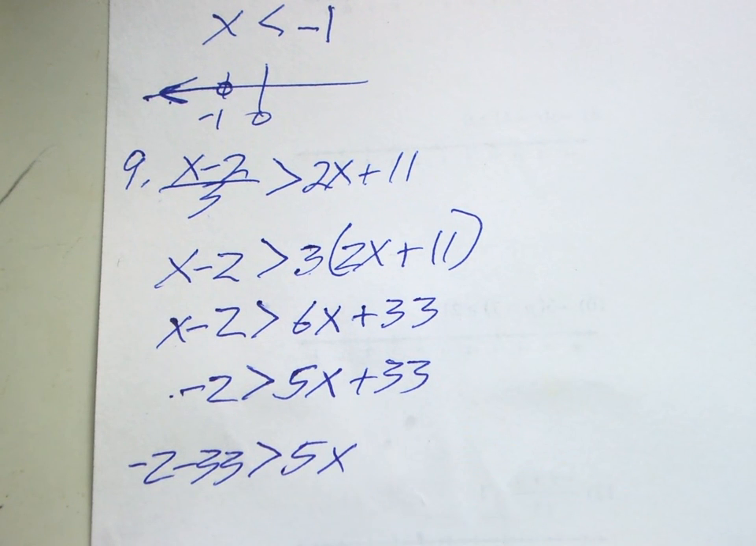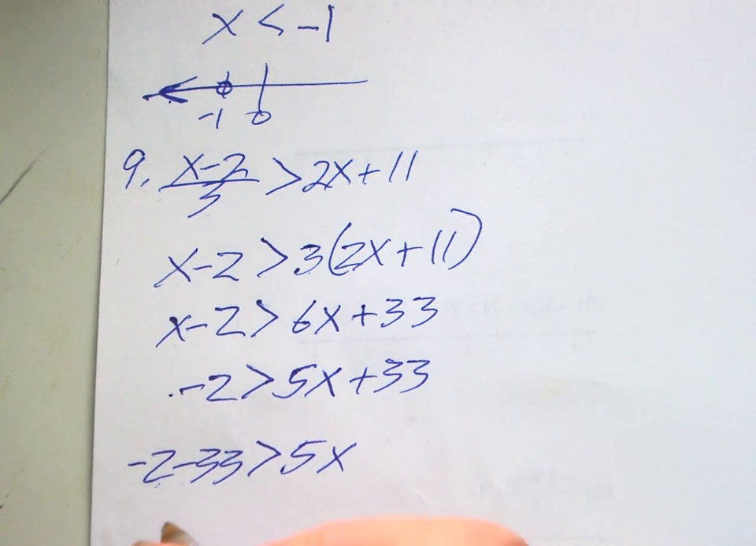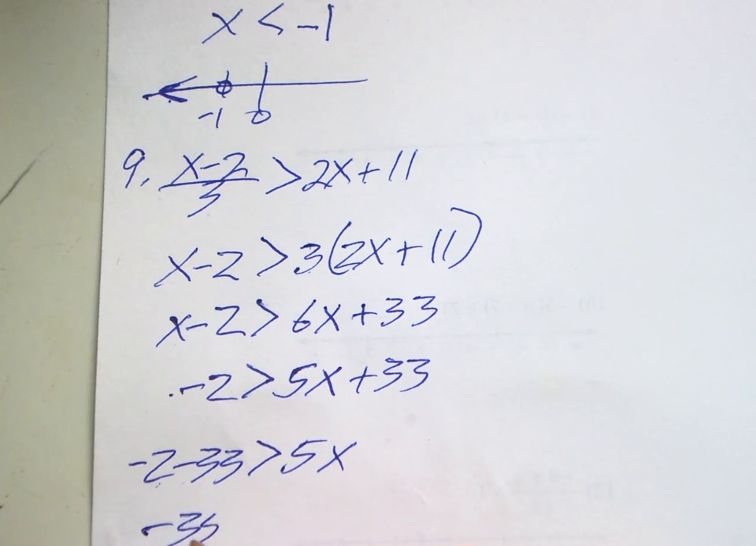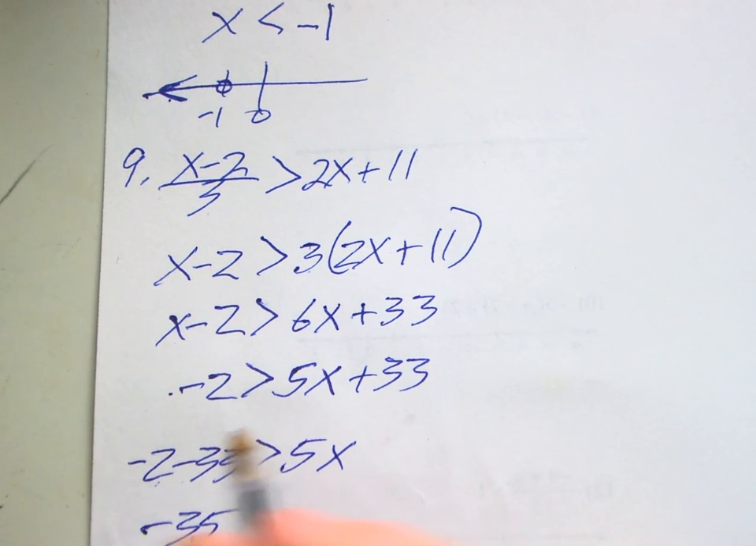Boy, this is not coming out good. I got to make sure I didn't copy it wrong. Usually they make them come out nice. Well, this one is not going to. Okay, minus 2, oh wait, maybe it will come out. Minus 2 minus 33. They're both minuses, so it's going to be minus 35. You're at minus 2 and you subtract 33 more. Minus 35 is greater than 5x.